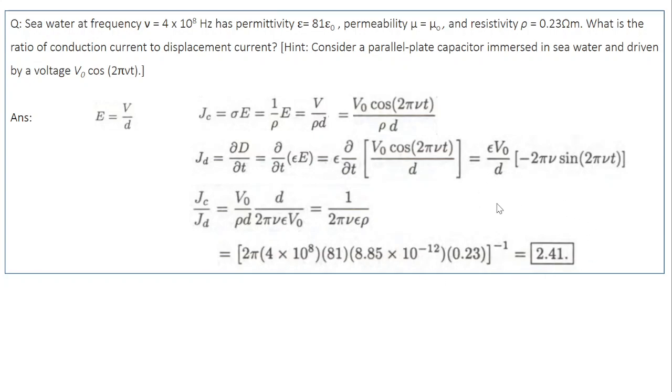Okay, so that's about the chapter on electrodynamics. In the next class, we will talk about conservation principles applicable for electrodynamic fields. Thank you.